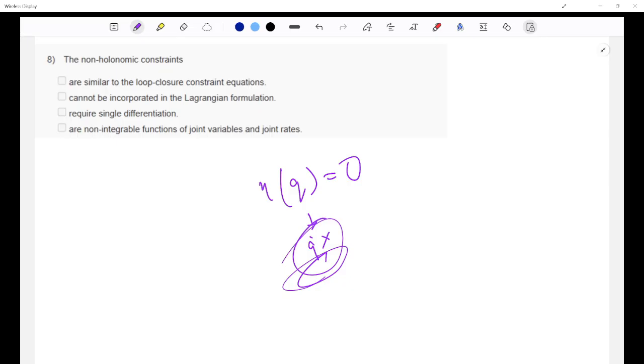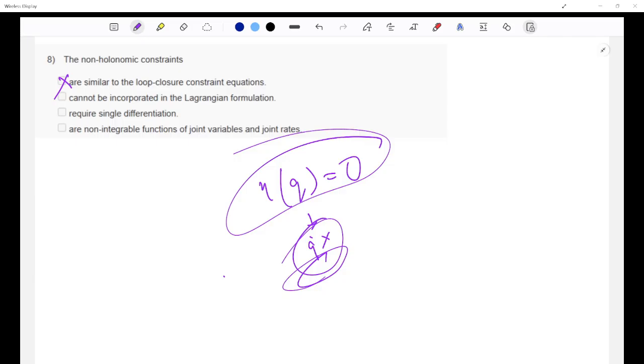Now, loop closure constraints are holonomic constraints. We already saw they depend on the position variables. Example is this one. So non-holonomic constraints depend on velocity, so they are fundamentally different. So this is incorrect. The second option is it cannot be incorporated into the Lagrangian formulation. They can be incorporated, but in a modified form.